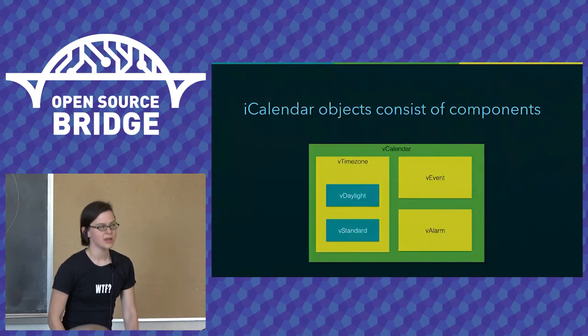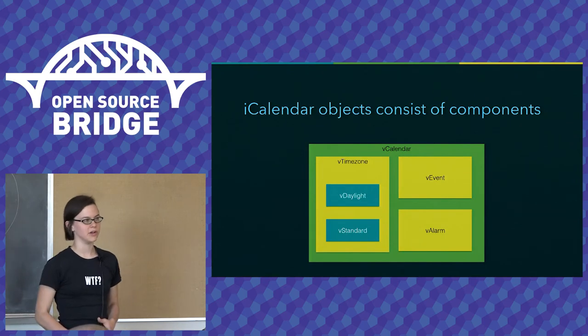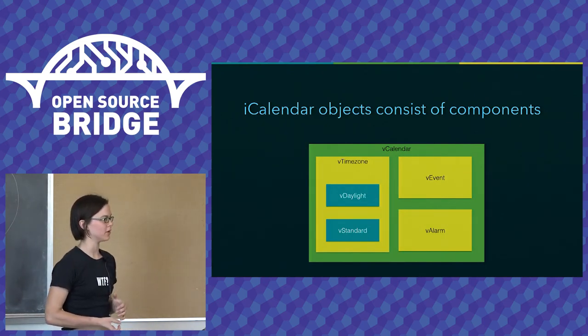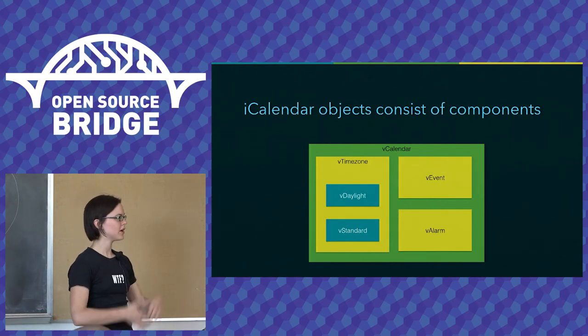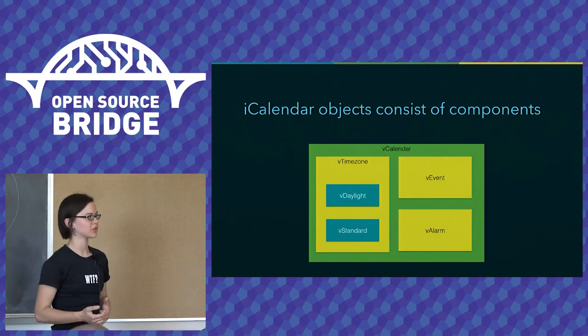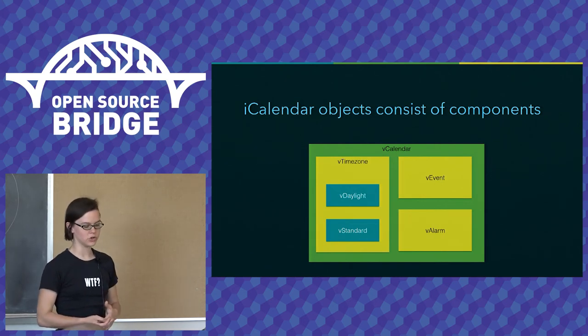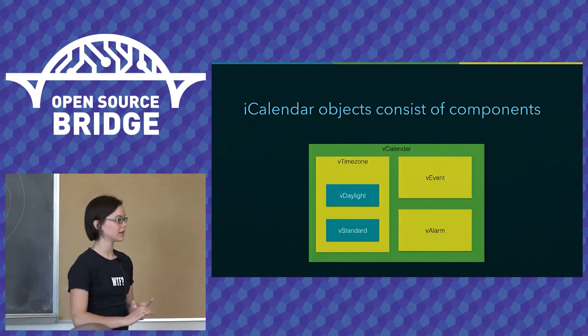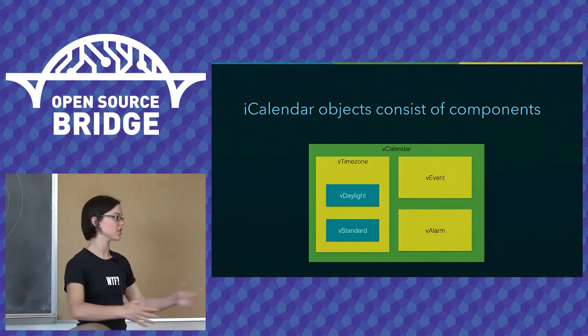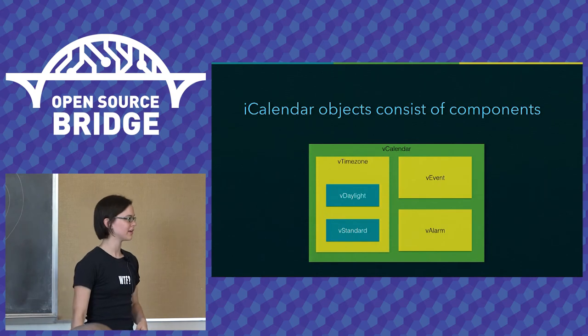So iCalendar objects consist of components. They start out with this root component, which is called vCalendar, which defines that this is a calendar. An iCalendar object model file could contain one event, or it could contain multiple events. You can use this file format to actually export your entire calendar, which can contain thousands of events.